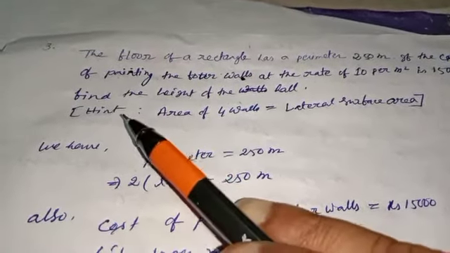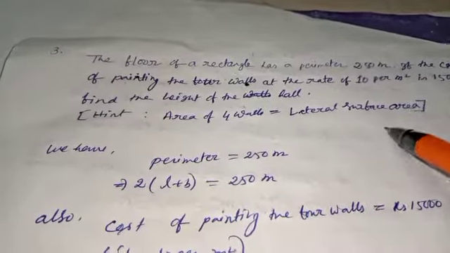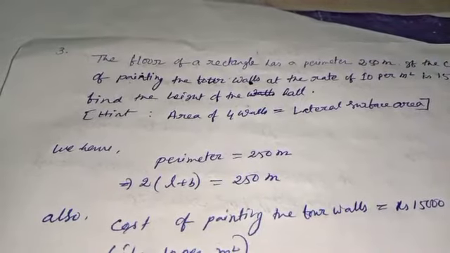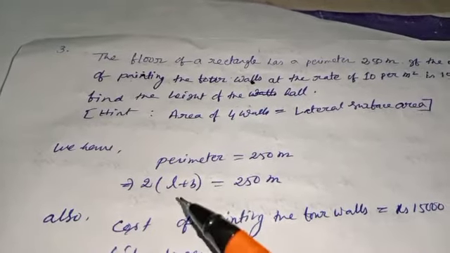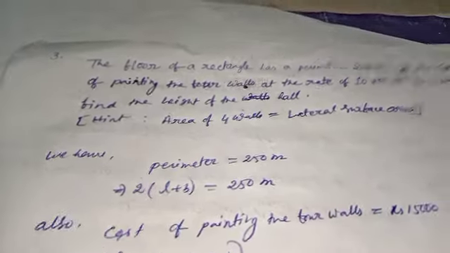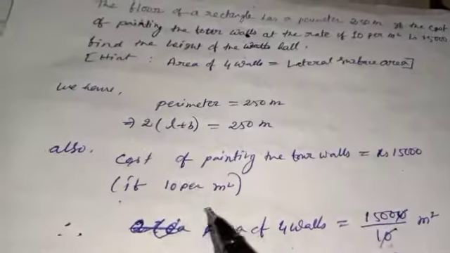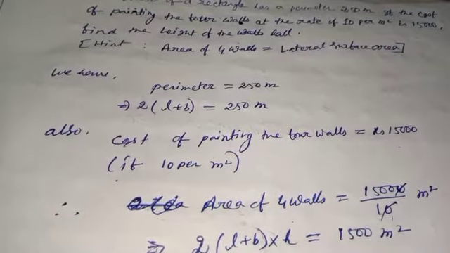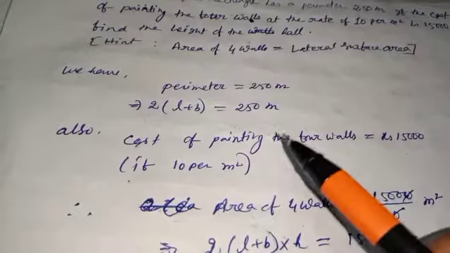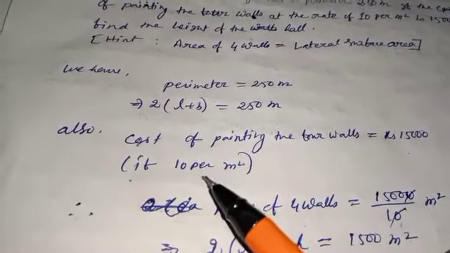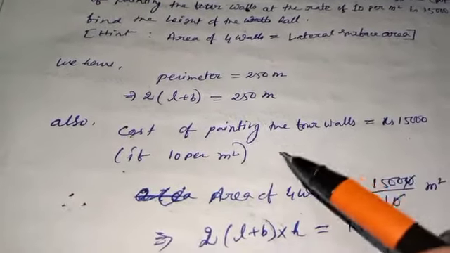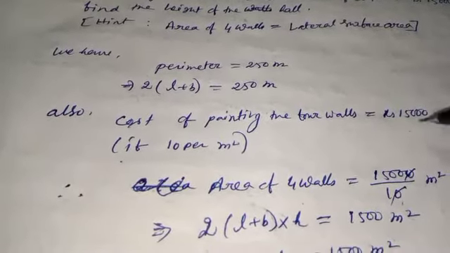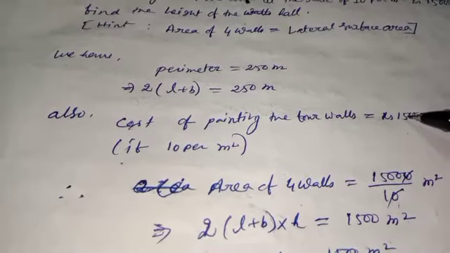So, hint, area of 4 walls is equal to lateral surface area. This you already know. So we have perimeter is equal to 250 meter. What is the formula of perimeter of a rectangle? 2 into (length plus breadth) is equal to 250 meter. Now, it is also given that cost of painting the 4 walls is rupees 15,000. If 10 per meter square multiplied with the area of 4 walls gave 15,000, then if you divide the total cost by 10, you will get the area back.